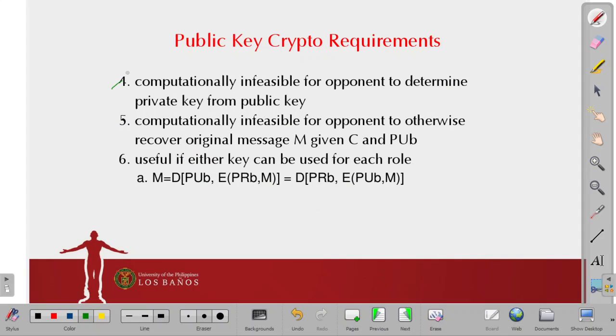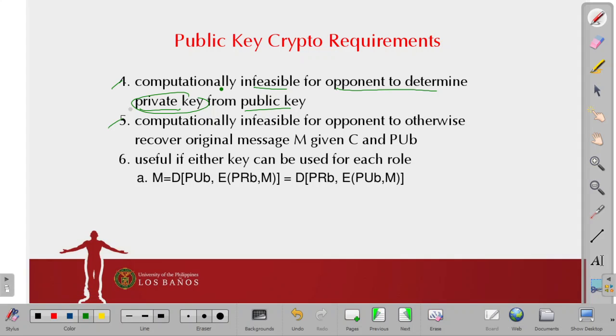Fourth, computationally infeasible for an opponent to determine the private key from the public key. So remember that the public key is distributed to the public. Given the public key, it should be very difficult or impossible, actually infeasible, to derive the private key. So even though you have the public key, you cannot get the private key by just analyzing the public key.